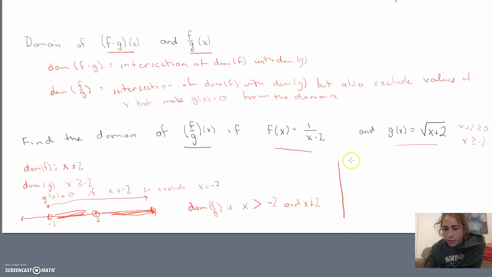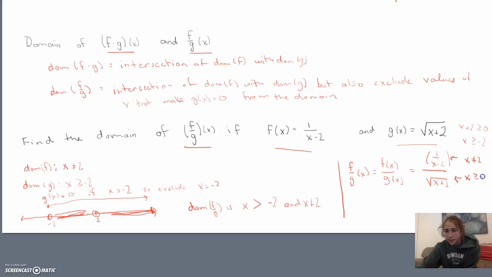Now let's just look at this a little bit more carefully. So f over g of x, I get it by doing f of x and dividing by g of x. So this is going to be 1 over x minus 2 divided by the square root of x plus 2. So if I look at this expression, the top part says x cannot equal 2 because I have x minus 2 in the denominator. The bottom part, because of the square root, I know x has to be greater than or equal to negative 2, but because this whole thing is in the denominator, x can't equal negative 2 either, because that would make the denominator 0.